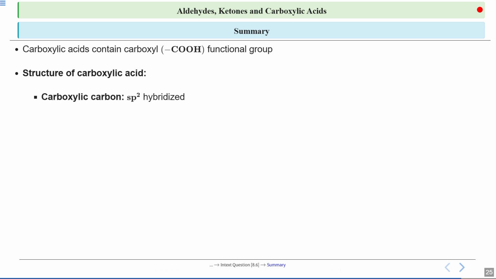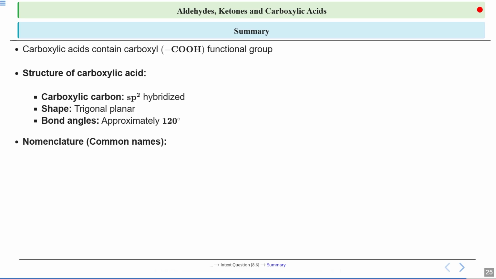The carboxylic carbon is sp2 hybridized. This means that the carbon atom in the carbonyl group forms 3 sigma bonds and has a planar arrangement, which influences the molecule's shape and reactivity. So the shape of the carboxylic acid is trigonal planar. The shape results from the sp2 hybridization, which gives the molecule a flat and triangular geometry. And the bond angles in carboxylic acid are approximately 120 degrees. This angle is typical for trigonal planar molecules.